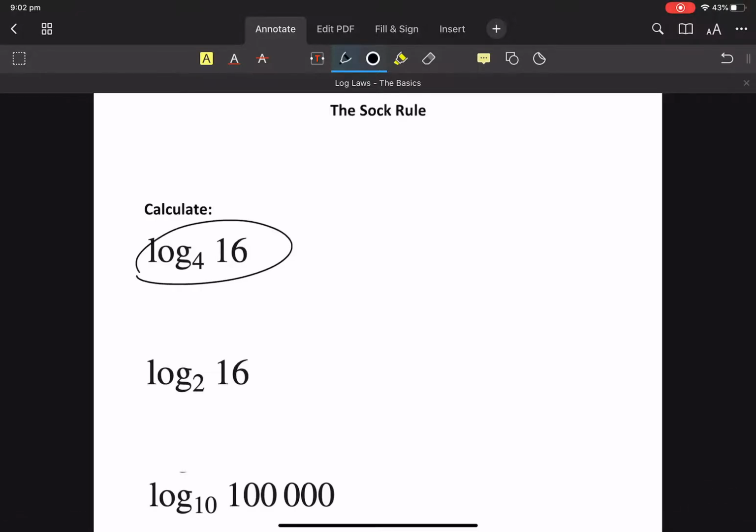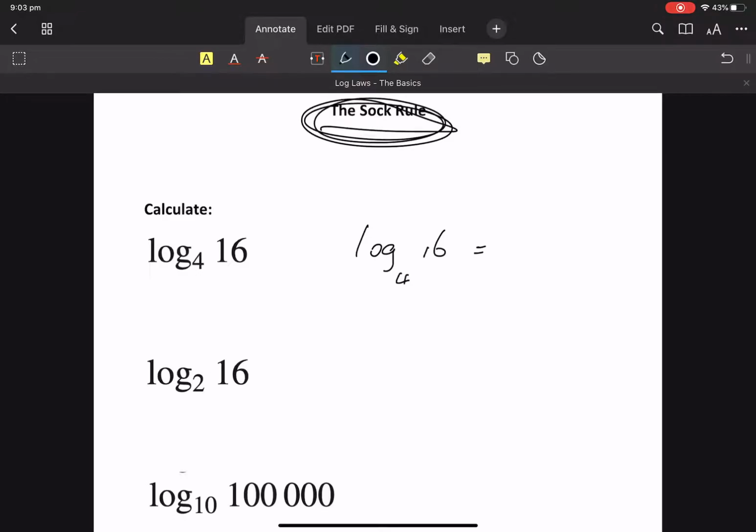Unfortunately, these pictures aren't really the way that I'd like them. When we calculate these logs, we're going to calculate our answer. What does that equal? I like my 4s down in a real big subscript. This is called the sock rule. I'm going to put my sock on. 4 to what power is 16? 4 squared. So my answer is 2.